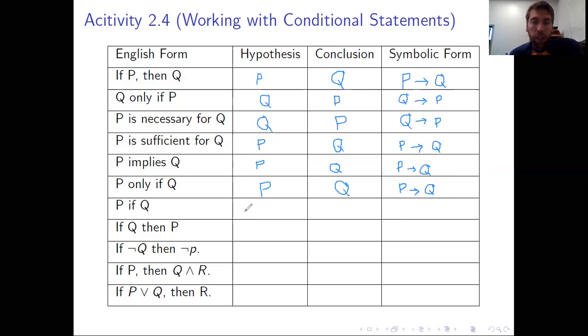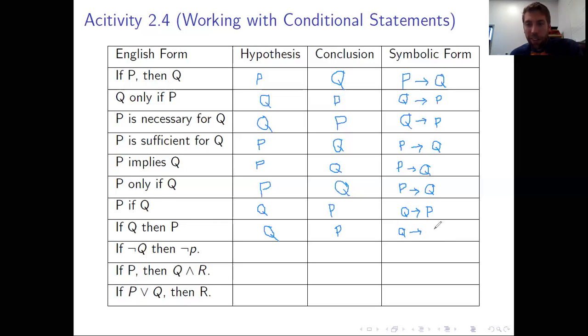Then P if Q. Well, then here we're saying that the if part goes with Q. So that makes Q the hypothesis, and P is the conclusion. So you write it Q implies P. And then if P, then Q. Well, here's Q is your hypothesis. P is your conclusion. So then write it Q arrow P.